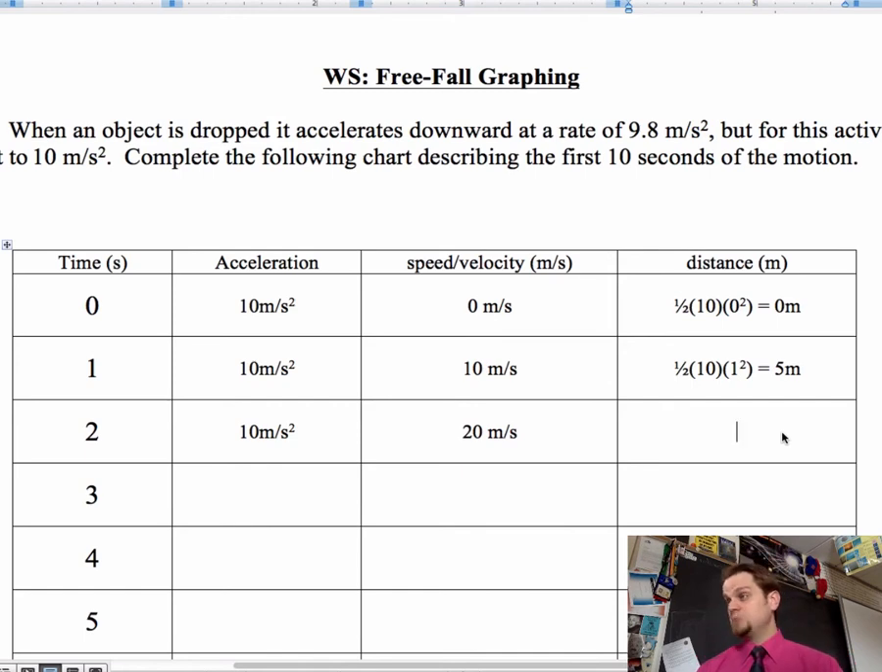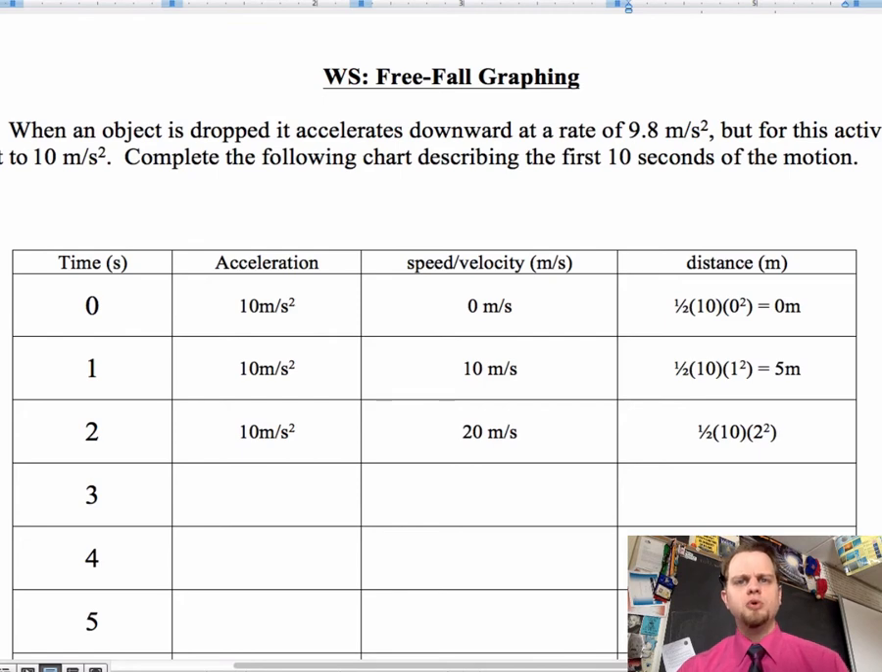All right, and this one, some of you might be thinking, wait, it's going to be 10. It's going to be 10 meters next. You'd be wrong. Let me show you. So 1/2 of the acceleration, which is 10, times the square of time. So time in this case is 2 seconds. We're 2 seconds later. So what is 2 squared?